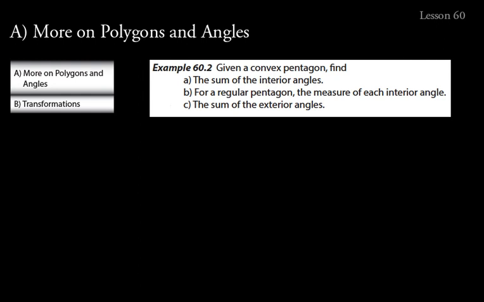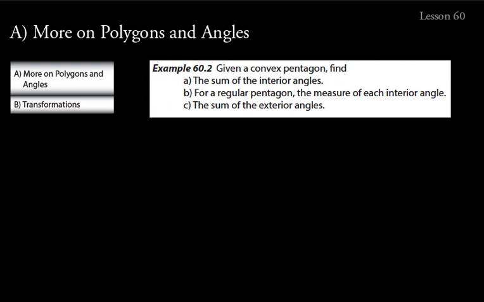Moving on to problem 2. Given a convex pentagon, find A, the sum of the interior angles, B, for a regular pentagon, the measure of each interior angle, and then C, the sum of the exterior angles. So we'll be applying some of our new rules and definitions here, but starting with A, the sum of the interior angles. And from lesson 53, you learned a pentagon. That means pent means five sides.